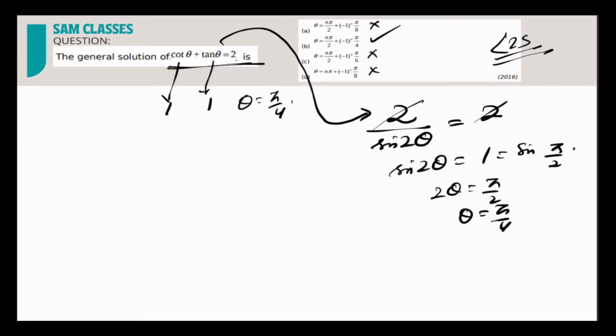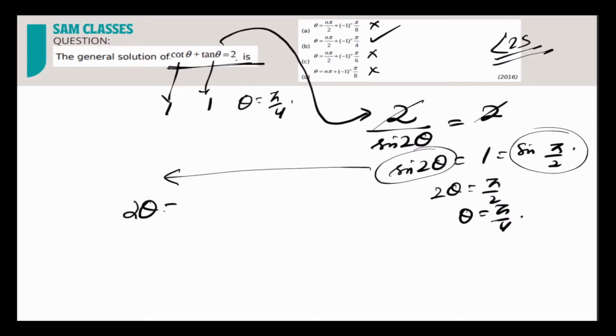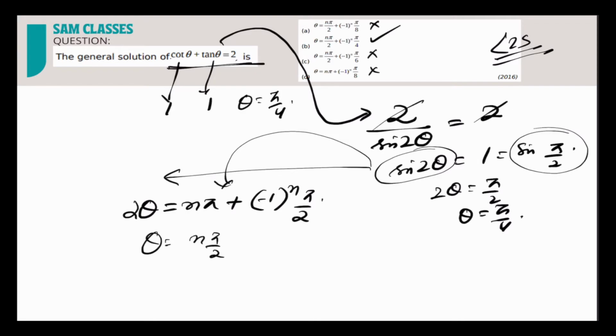Done. And we also remember that whenever sine theta is equal to sine alpha, we use the formula that theta is equal to n pi plus minus 1 power n into alpha. We can use this formula also. I've given all these formulas. So theta is equal to n pi by 2 plus minus 1 power n into pi by 4. That's it, pretty simple. You could have solved it in just less than 2 seconds.